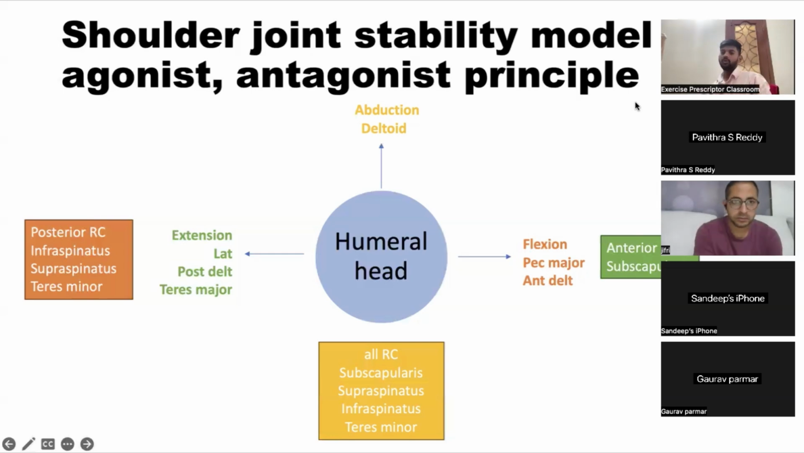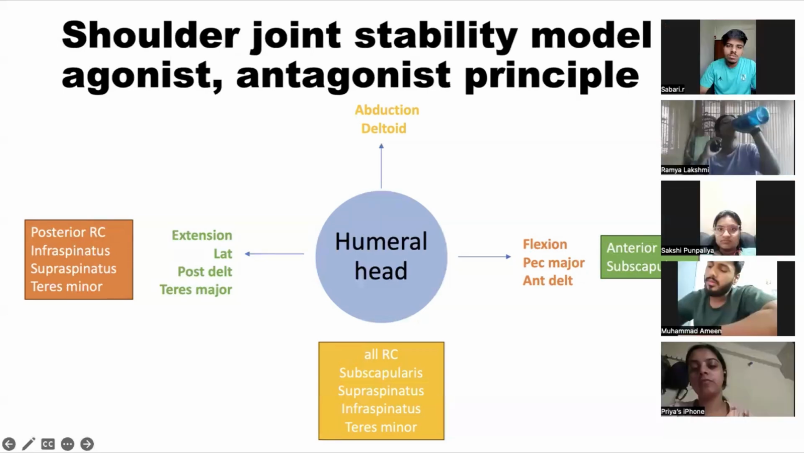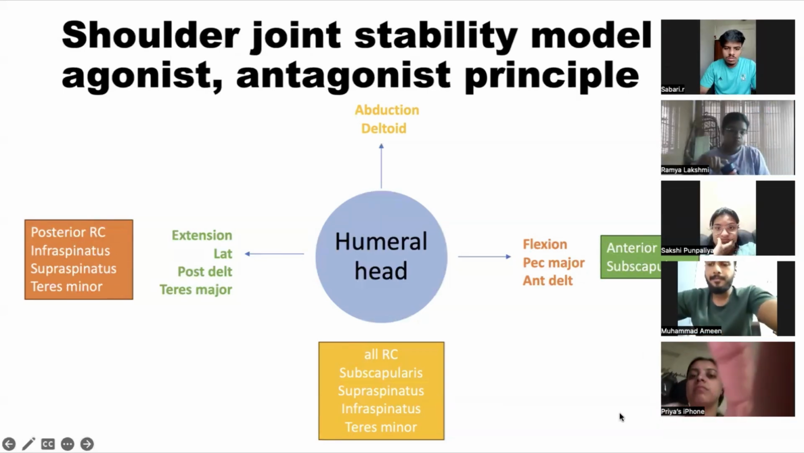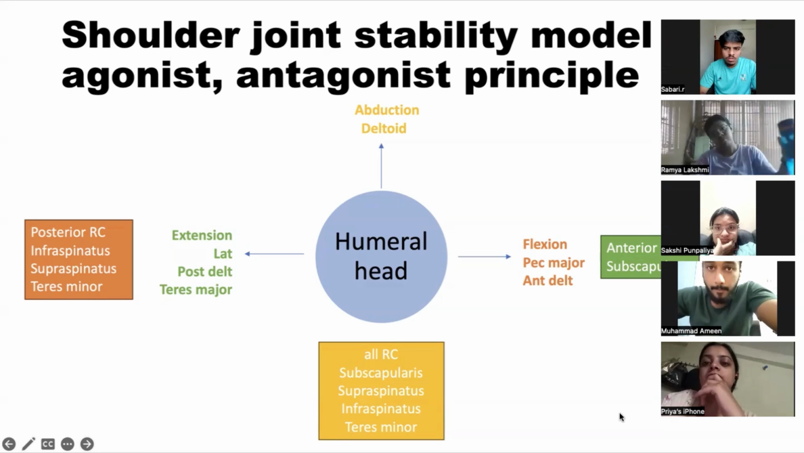We will not learn this kind of thing in our colleges. But if we can apply this in clinical practice, we don't depend on any passive options for any patient with any problem. That is what I always say. So hope agonist, antagonist, stabilizer, neutralizers, everything is clear.